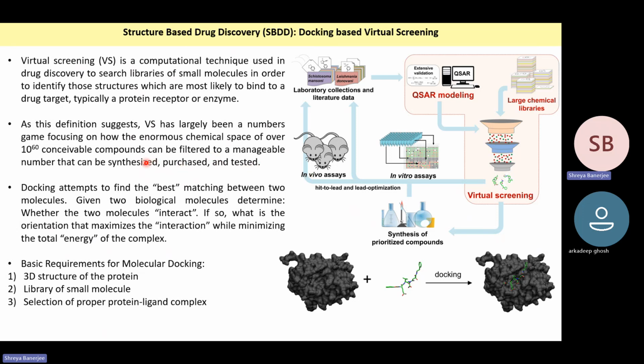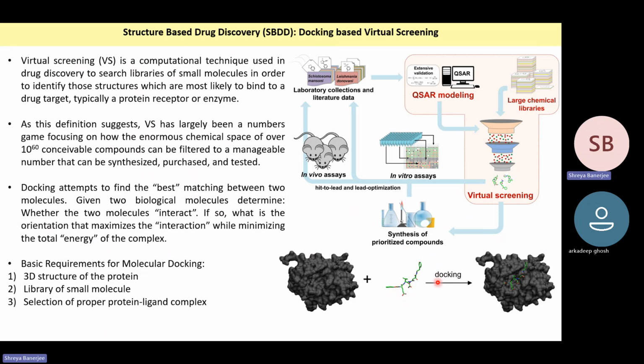Another way of narrowing down the possible number of drug candidates is by docking. In docking, you have the three-dimensional structure of the protein, and you have a library of small molecules. The docking software will fit the small molecule into the receptor binding pocket and give you a prediction of the binding energy. So by docking, instead of a huge number of compounds in the library, we can narrow down the compounds to the best binding drug candidates.